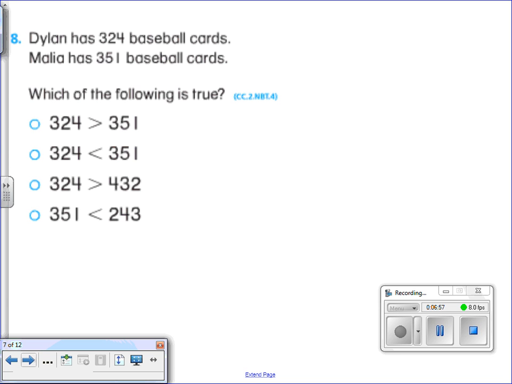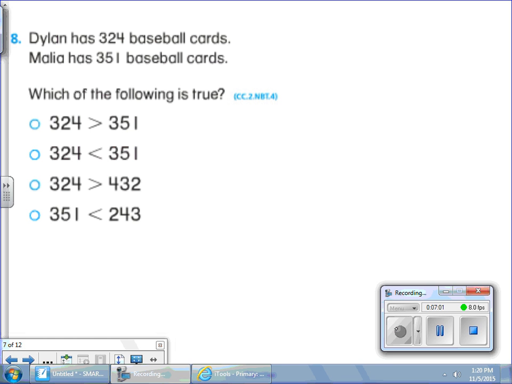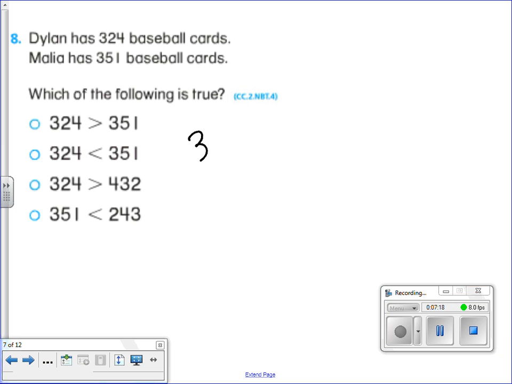Number 8. Yes. I know something. Dylan has 324 baseball cards. Malia has 351 baseball cards. Which of the following is true? So looking at our choices, we're being asked to compare these numbers. Let's write them side by side so we can see. 324, 351. Since we just did this lesson yesterday, let's just draw a quick picture.